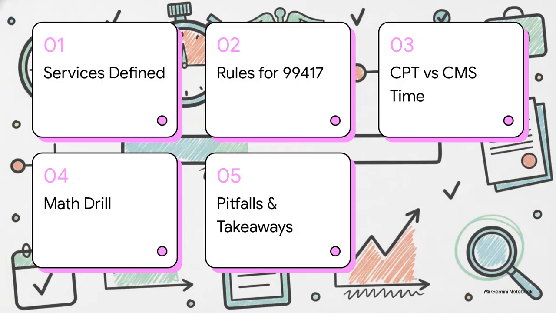All right, here's a quick look at our roadmap for today. We're going to define prolonged services, hit the fundamental rules for 99417, compare the CPT and CMS time thresholds, run through a really practical step-by-step math drill, and then wrap up with some compliance pitfalls you definitely want to avoid.